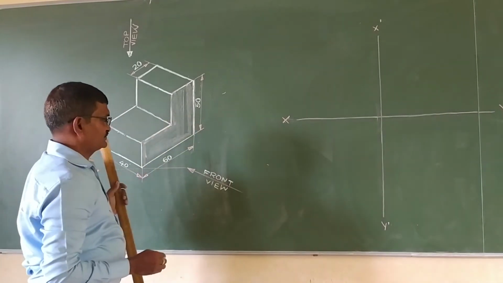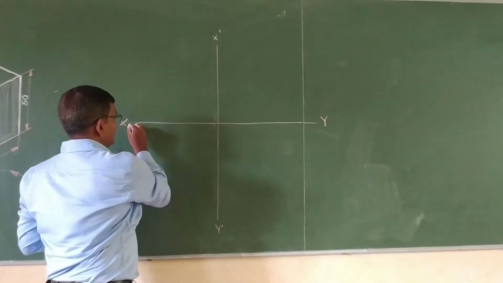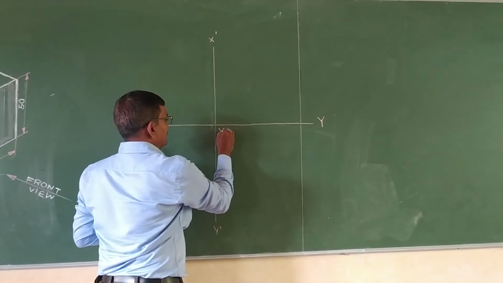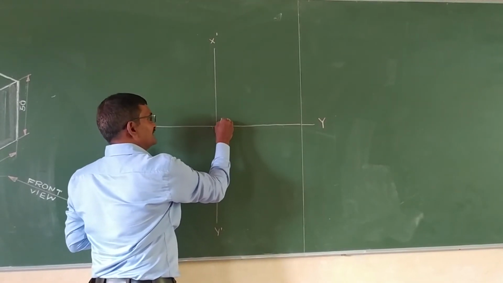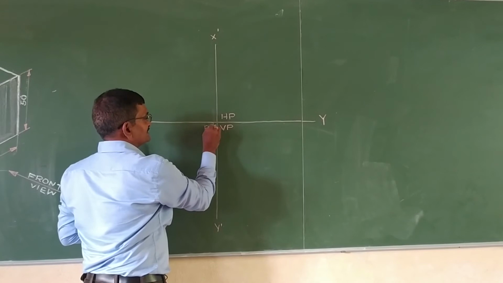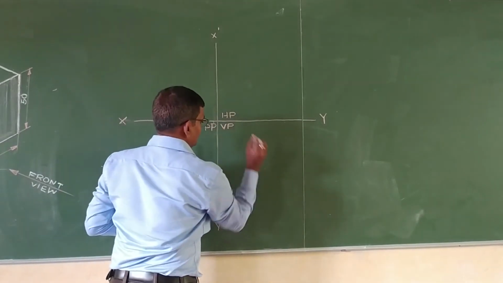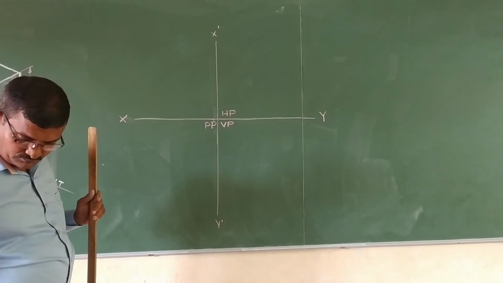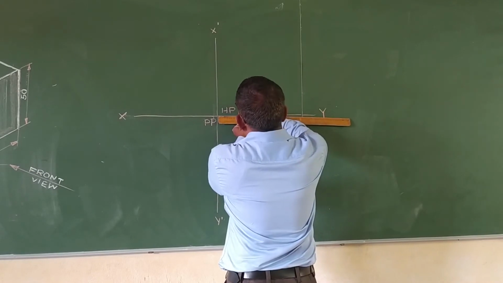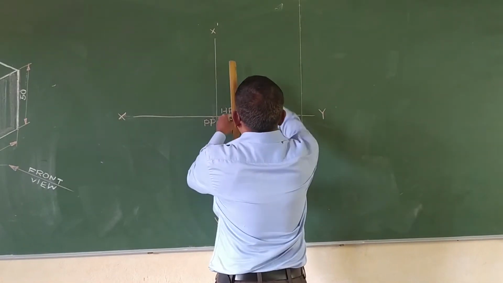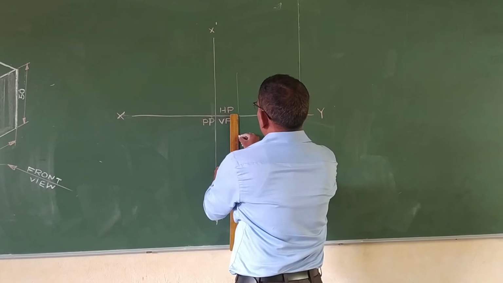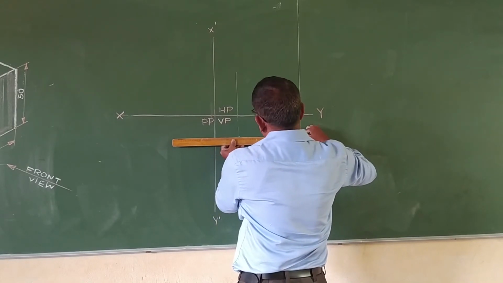Here on the right hand side, in third angle projection, it lies below the XY axis. Here it is the VP. Above the VP, the HP, the top view lies. Inside of the VP, the PP lies. So we have to draw the front view here. Now make a gap in between, 20 mm here, one light thin line. Here also a gap of 20 mm. Draw another line.